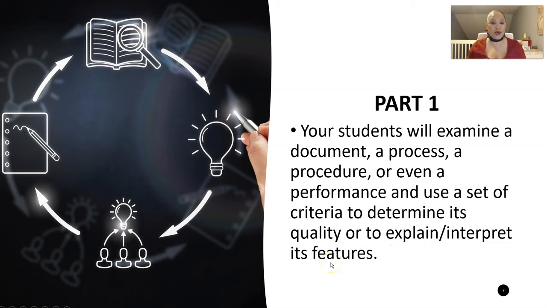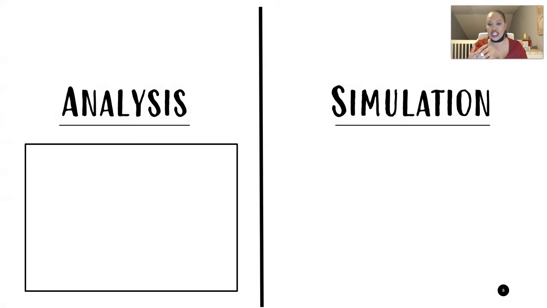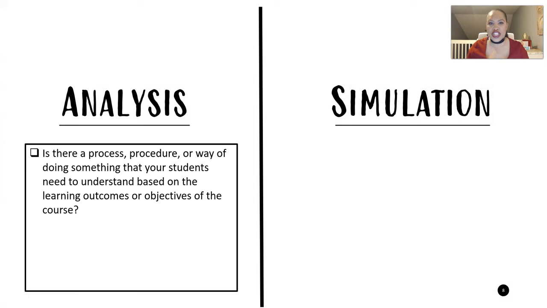So that's a mouthful. Let's break that down. Think about your course, because this can be applied to any discipline, and ask yourself, is there a document, a process, a procedure, or a performance that my students could analyze based on some criteria? The criteria could be established by a board within your field, by an association, by accreditation, by the federal government, just depending on what you teach. So be thinking about that. And on your paper, I want you to do this for me under analysis. Answer this question.